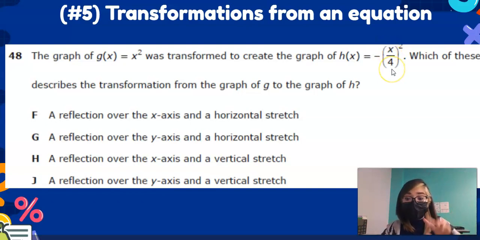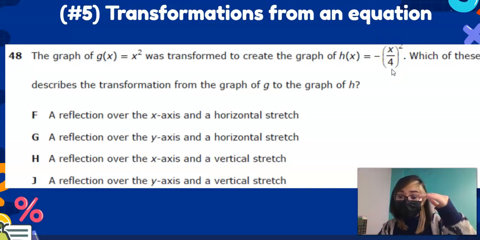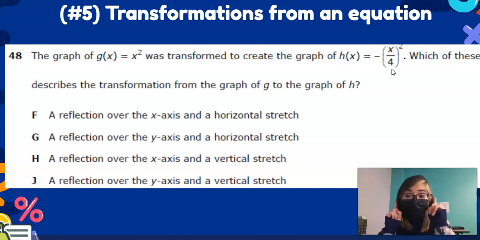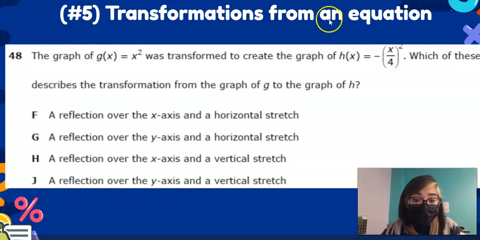Now since we're inside, this is the one that's opposite. So when we're dividing, we usually think, oh, it's getting smaller. But remember, it's opposite. So we're actually getting bigger. So this is actually a stretch. So a reflection across the x-axis and a horizontal stretch. This is correct.